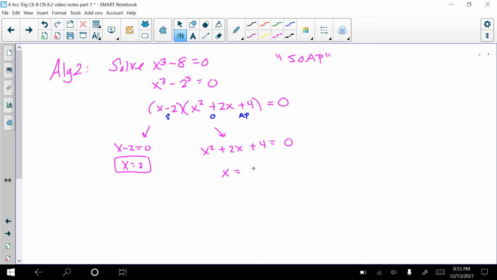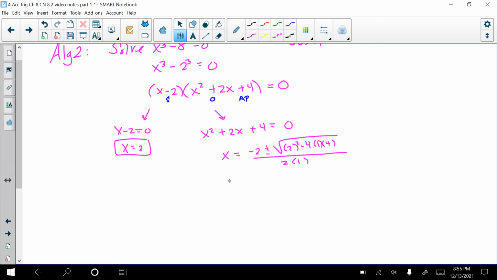If I use the formula, that'd be negative 2 plus or minus square root of b squared, so that's 2 squared, minus 4ac, so minus 4 times 1 times 4, all of which is over 2 times a, and a is 1. Now, as I work on simplifying that, I have negative 2 recopy, plus or minus. Under the radical, we have 4 minus 16, all over 2. So I'm just taking baby steps so I don't lose anybody. Negative 2 plus or minus. 4 minus 16, of course, is negative 12.